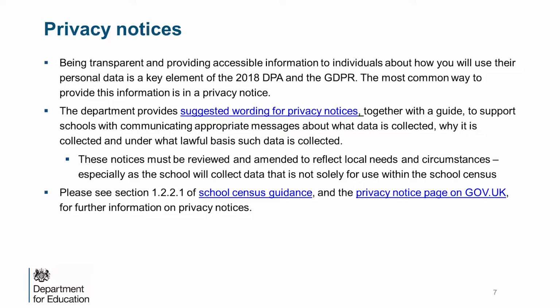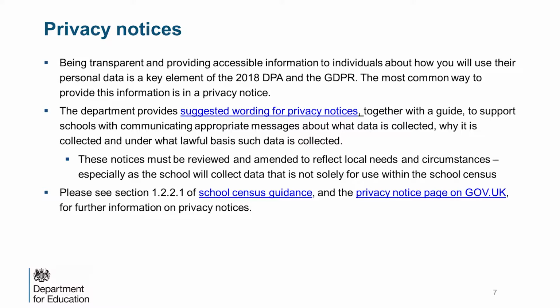The department provides suggested wording for privacy notices that schools and local authorities may wish to use. However, where the suggested wording is used, the school or local authority must review and amend the wording to reflect local business needs and circumstances. This is especially important as the school will process data that is not solely for use within the census data collections.